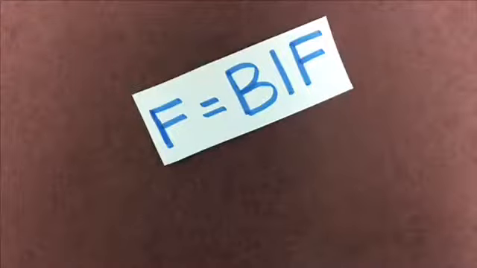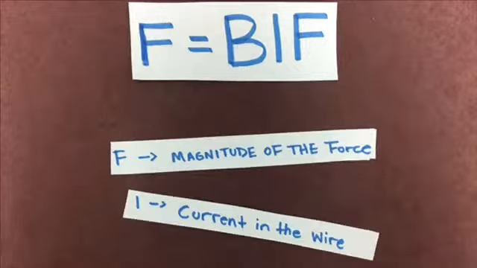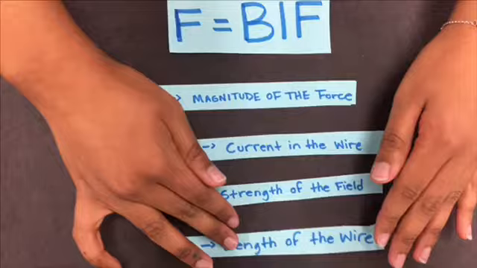I have a video for that. We can determine the force of magnetism by using the equation F equals BIL. F is the magnitude of the force, B is the strength of the field, I is the current in the wire, and L is the length of the wire.